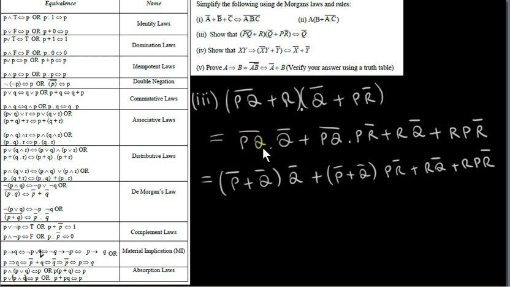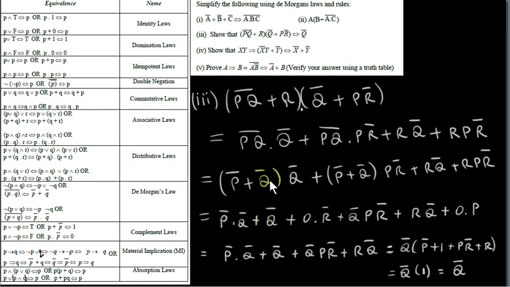Now I'm applying De Morgan's laws here. Not (P and Q) is equivalent to not P or not Q. Here we have it, not (P and Q) is equivalent to not P or not Q. So I've applied it twice here, here and here.